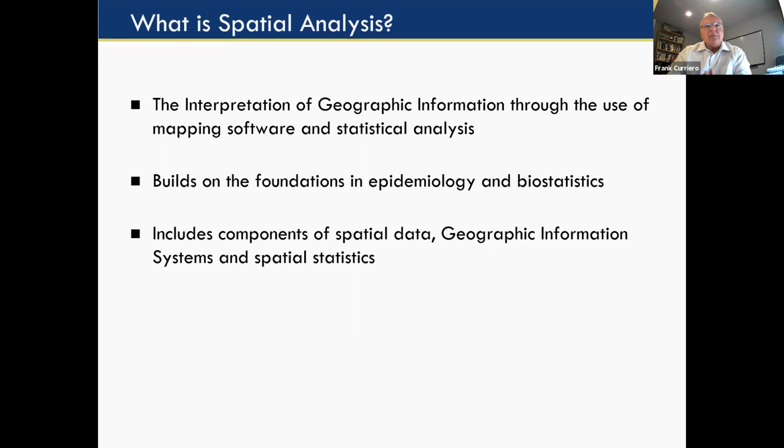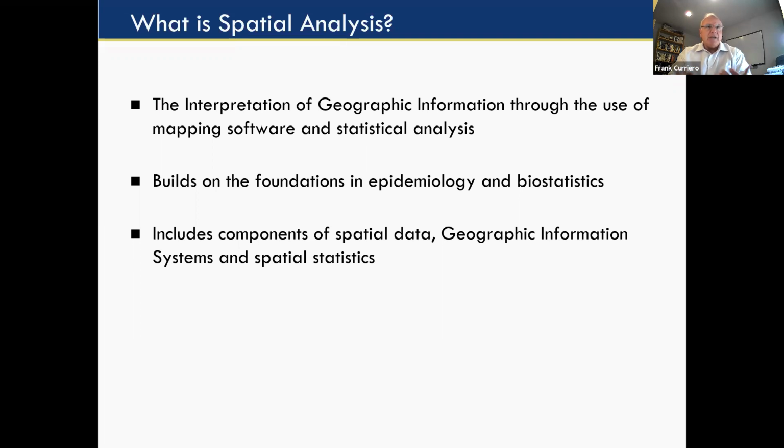A lot of spatial analysis builds on the foundations in epidemiology and biostatistics. What we like to do here at the School of Public Health, which is exemplified in our curriculum, both this online program and our on-site classes, is take a very comprehensive approach to spatial analysis. We talk about what's called the spatial science paradigm, and it includes components of spatial data. This is all the availability and accessibility that we all have now to spatial data. It also has a component of geographic information systems, which is that mapping software.